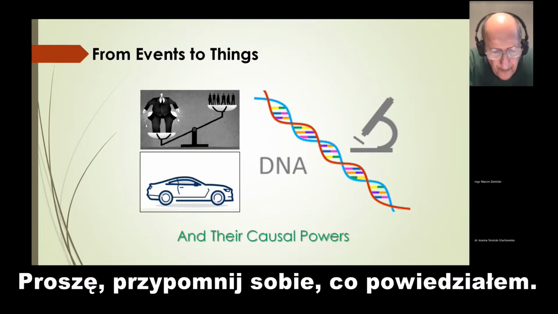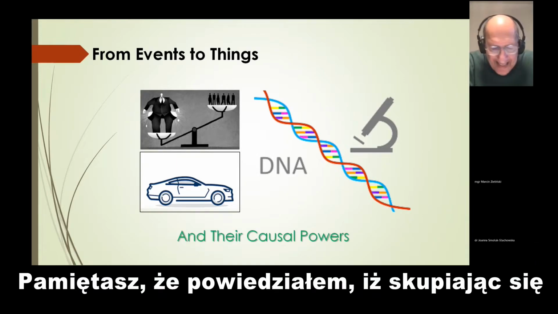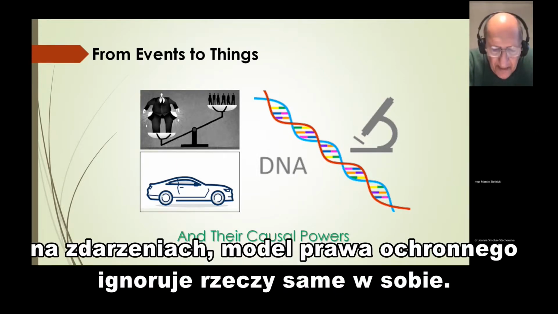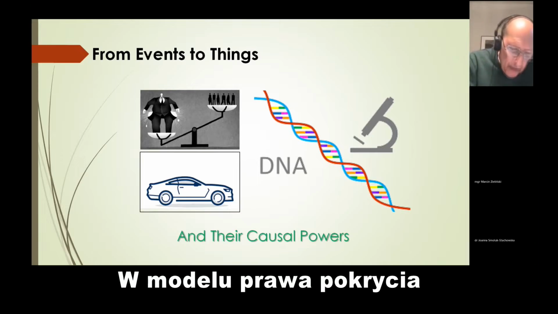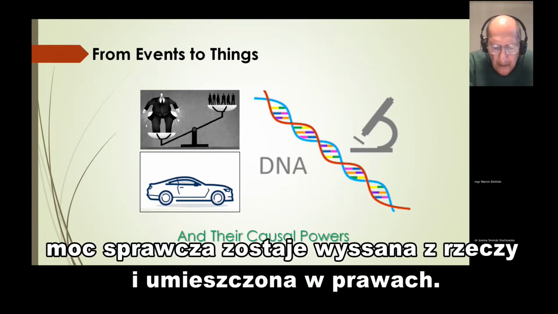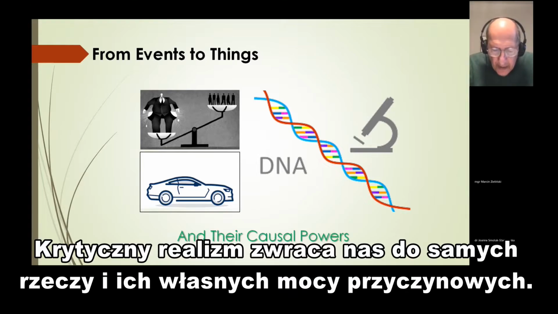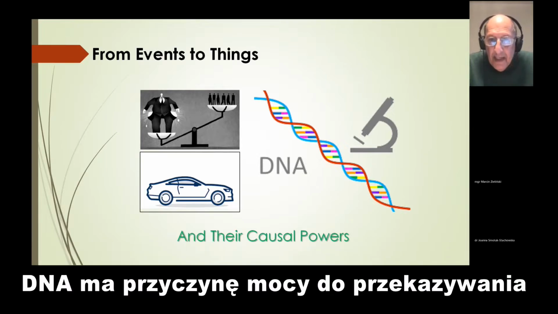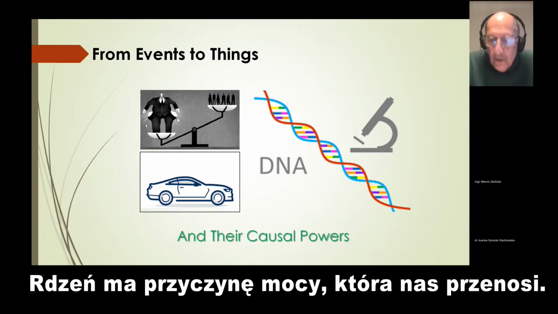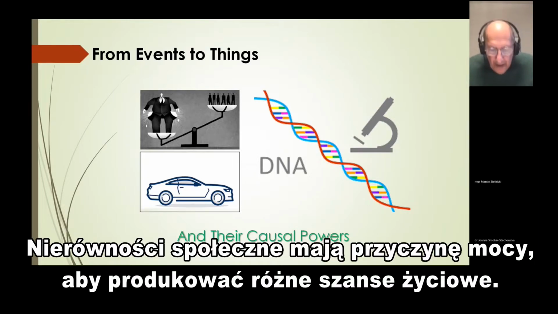Remember what I said. I said that with its focus on events, the covering law model ignores things themselves. With the covering law model, causal power is sucked out of the things and placed in the laws. The causal power is in the laws, not in the things. Critical realism returns us to the things themselves and their own causal powers. DNA has the causal power to transmit characteristics from one generation to the next. A car has the causal power to transport us. Social inequalities have the causal power to produce differing life chances.